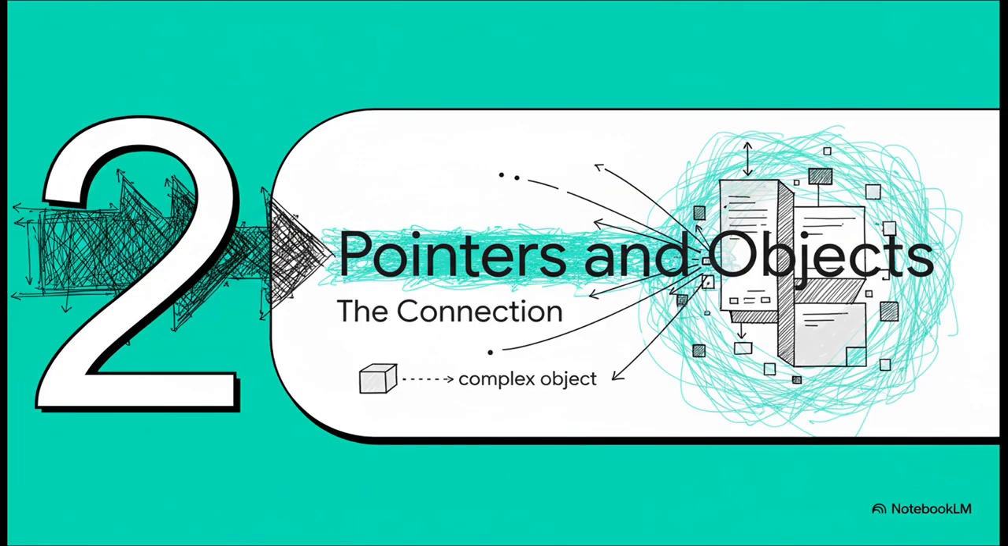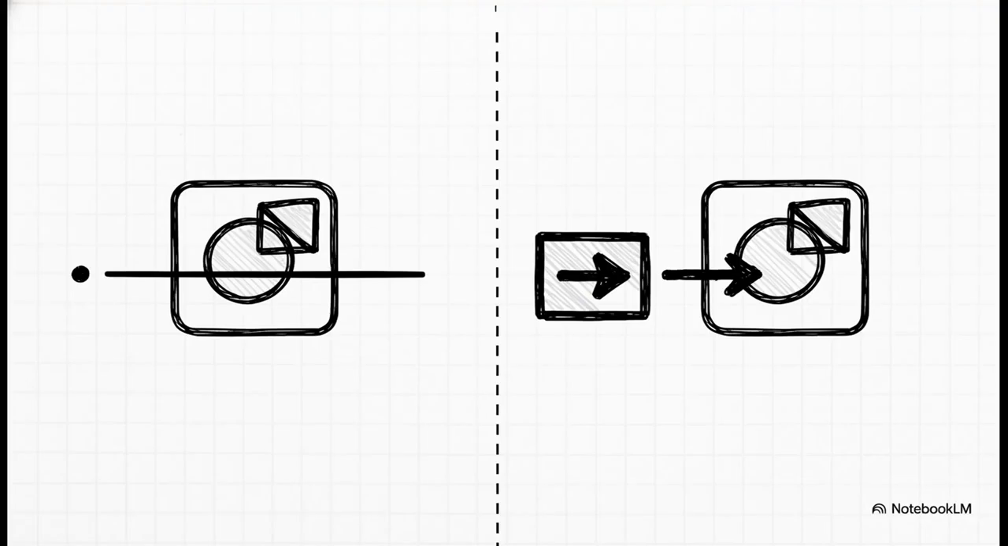All right, so we've seen how pointers work with simple numbers, but let's level up. What happens when we use them with something more complex, like an object? This is where their true power really starts to shine. Now, here is a really important detail. Normally, you'd access something inside an object using a dot, right? Like myObject.getData. But when you're working with a pointer to an object, you switch to the arrow operator, ptr->getData. It's a tiny change in syntax, but it's a huge signal that you're dealing with a pointer.